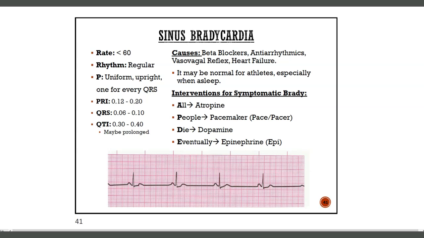Atropine is an anticholinergic, so it will help increase the heart rate and increase the blood pressure. Now, P is for pacemaker, also known as PACE or pacer. Again, this can be either a temporary pacemaker or a permanent pacemaker. D stands for dopamine, which is basically a positive chronotrope and inotrope. And then E stands for epinephrine, or epi. Epi can increase the heart rate and the blood pressure.